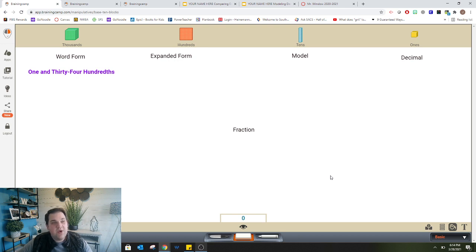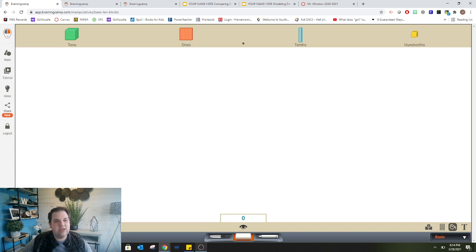Let's do this. We're going to start by talking about some different ways we can represent decimals using word form, expanded form, models, decimal, and fraction. So we're going to start out with, we know word form. It's 1 and 34 hundredths. And what I'd like you to do is to be able to think about what the picture would be if we had 1 and 34 hundredths. So what would the model be like?